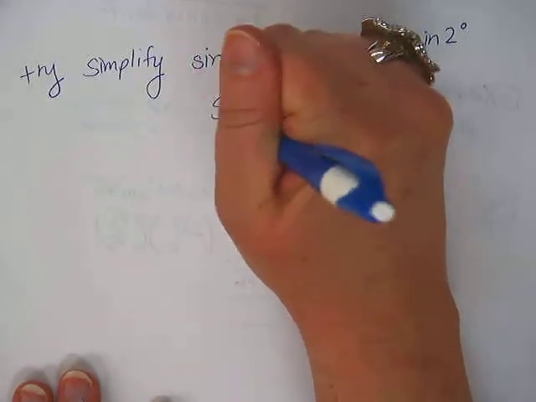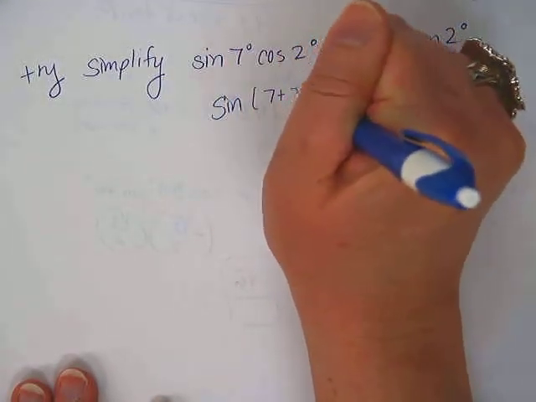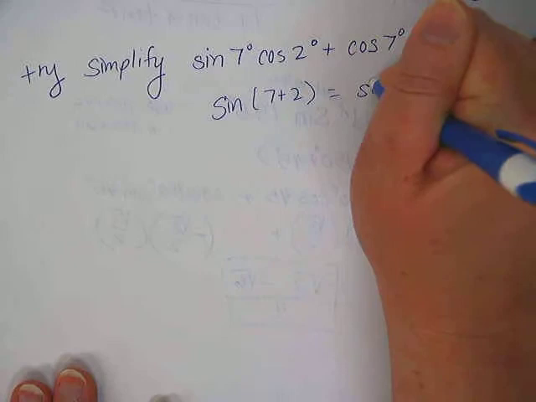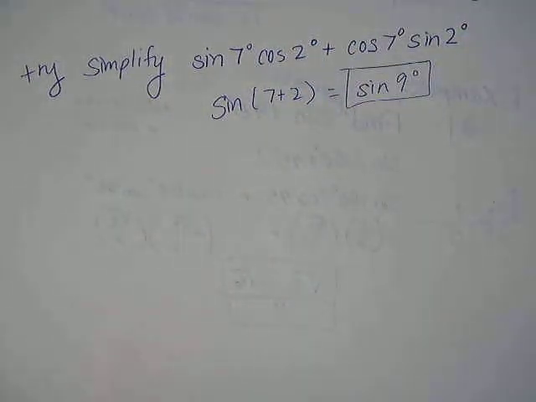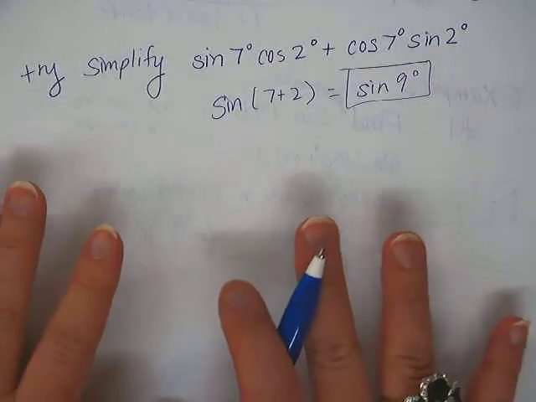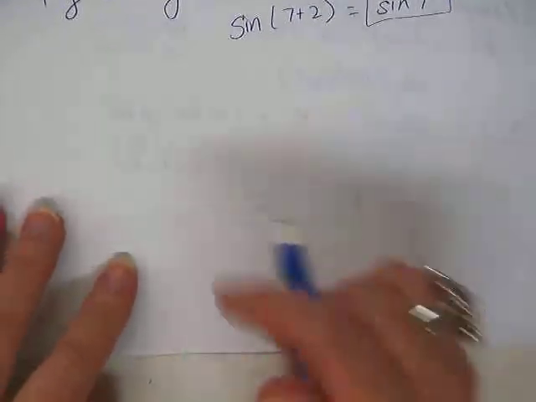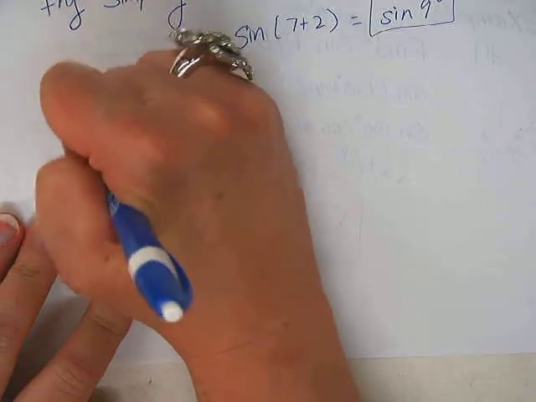So is this the sine sum or sine difference? Sum, which you have to remember from the cosine, it's actually the same sign and not the opposite. Oh, so much to remember. So it's just 7 plus 2. So simplified, it would be the sine of 9 degrees, and that's your final answer.